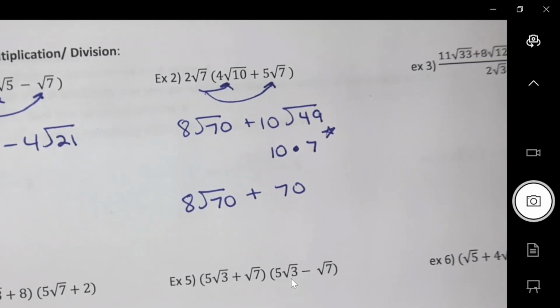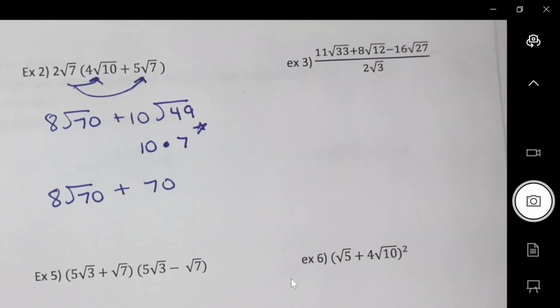And some people, this might confuse them and they would combine the 70s, but I can't, because one's a radical 70 and one's a whole number 70. Those are not combinable things. Okay.